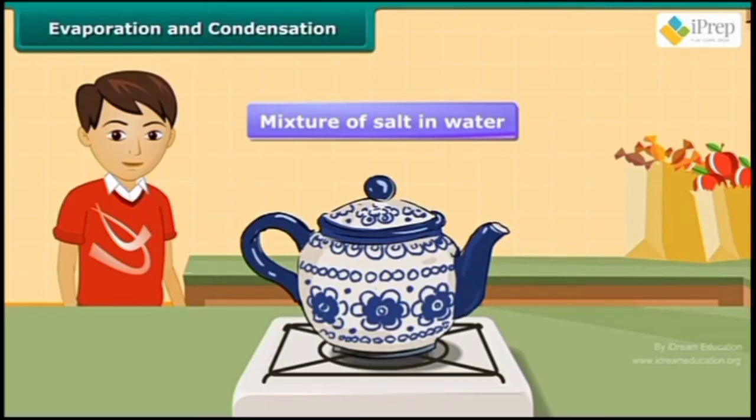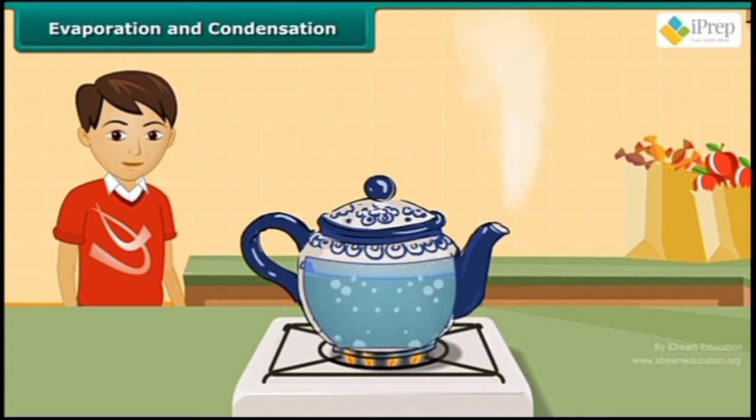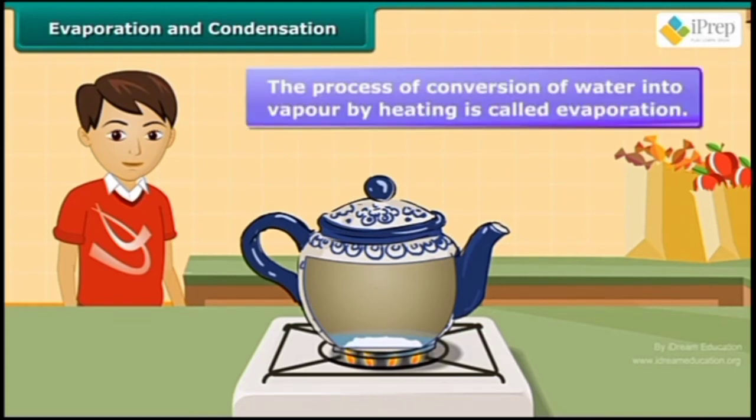When we have a mixture of salt in water to separate, we take the solution in a kettle and cover it with a lid. Now gently heat the kettle for some time. Heating transforms water into vapor that escapes from the spout of the kettle. Continue heating till all the water gets converted into vapor and only salt is left behind in the kettle. Thus, salt dissolved in water can be separated from the water through this process.